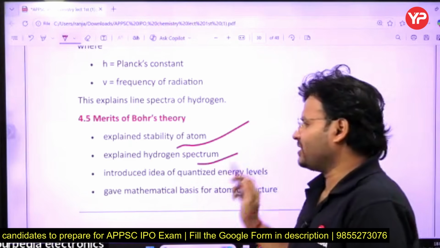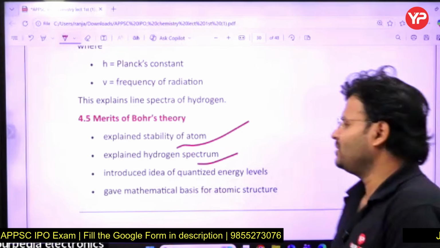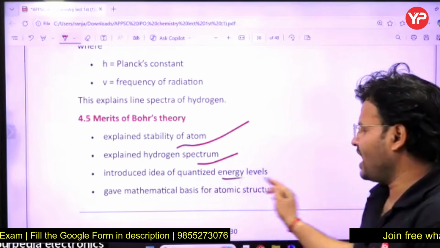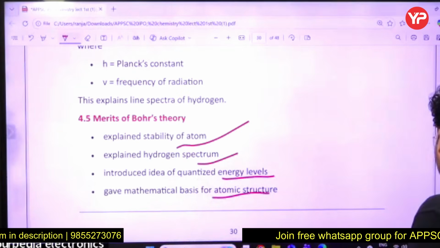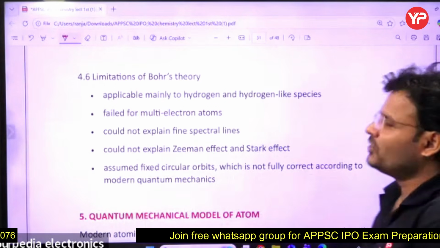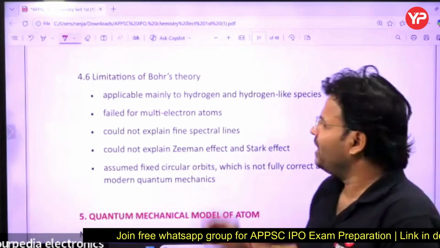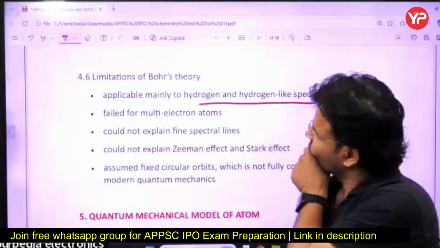It explained the hydrogen spectrum, since the theory was given for the hydrogen atom. It introduced the idea of quantized energy levels and gave a mathematical basis for atomic structure. Limitations of the Bohr model: it is mainly applicable to hydrogen and hydrogen-like species.